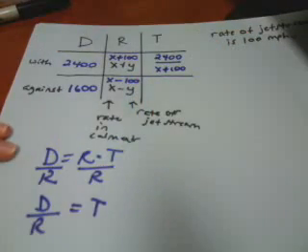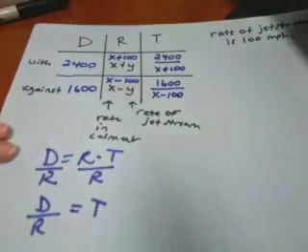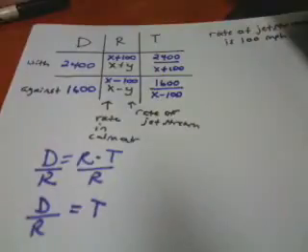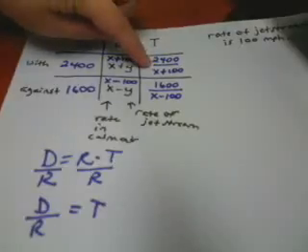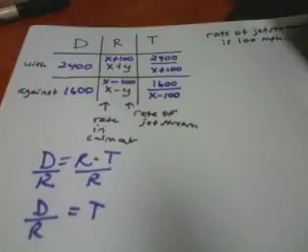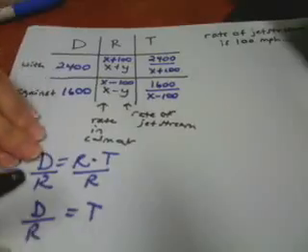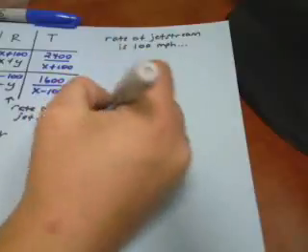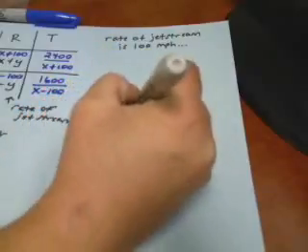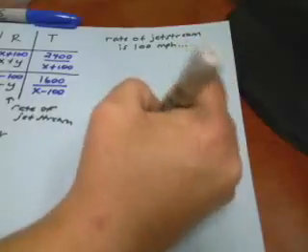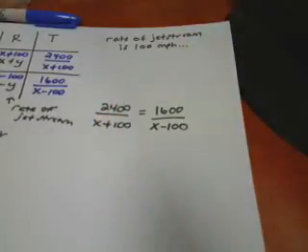Same thing for going against the jet stream. Distance is 1,600, rate is x minus 100. So that's my time column. Now this problem states that it takes the same amount of time, which means that this time has to be equal to this time. So how do you set it up algebraically? You're going to set this equal to this. So my problem becomes 2,400 over x plus 100 equals 1,600 over x minus 100. That is my algebraic equation that I need to solve. All of that comes from this chart.